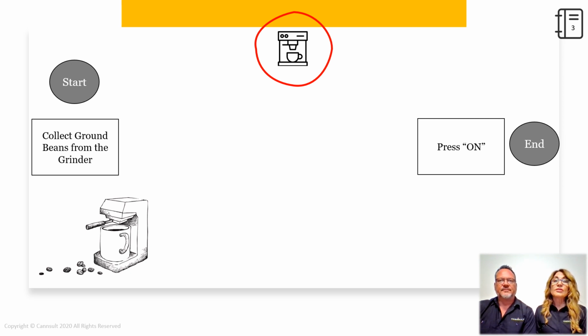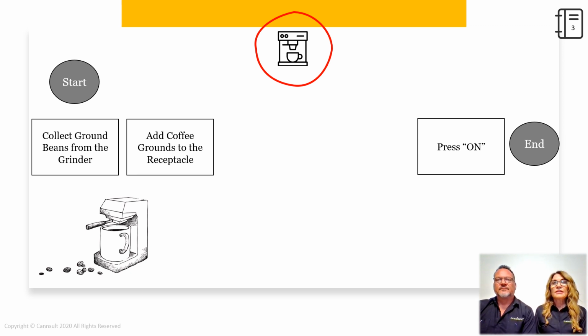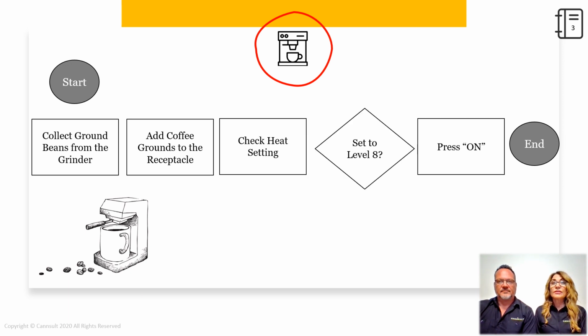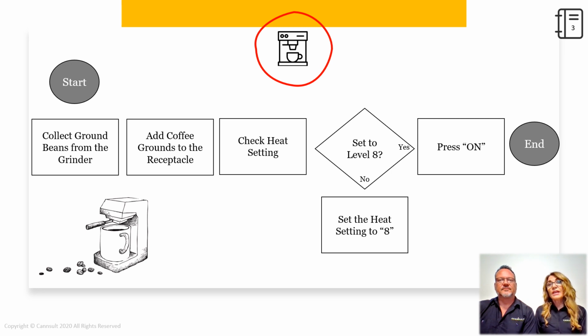So now we can start to fill in the steps in between. Add coffee grounds to the receptacle, check the heat setting, and then we hit a decision point. If the heat setting is set to level 8, the correct level, we can move on to press on. Otherwise, if the heat setting is not set to 8, then we have the extra step of setting the heat level to 8 and then going to press on. And lastly, we add our arrows to show the flow of the work.